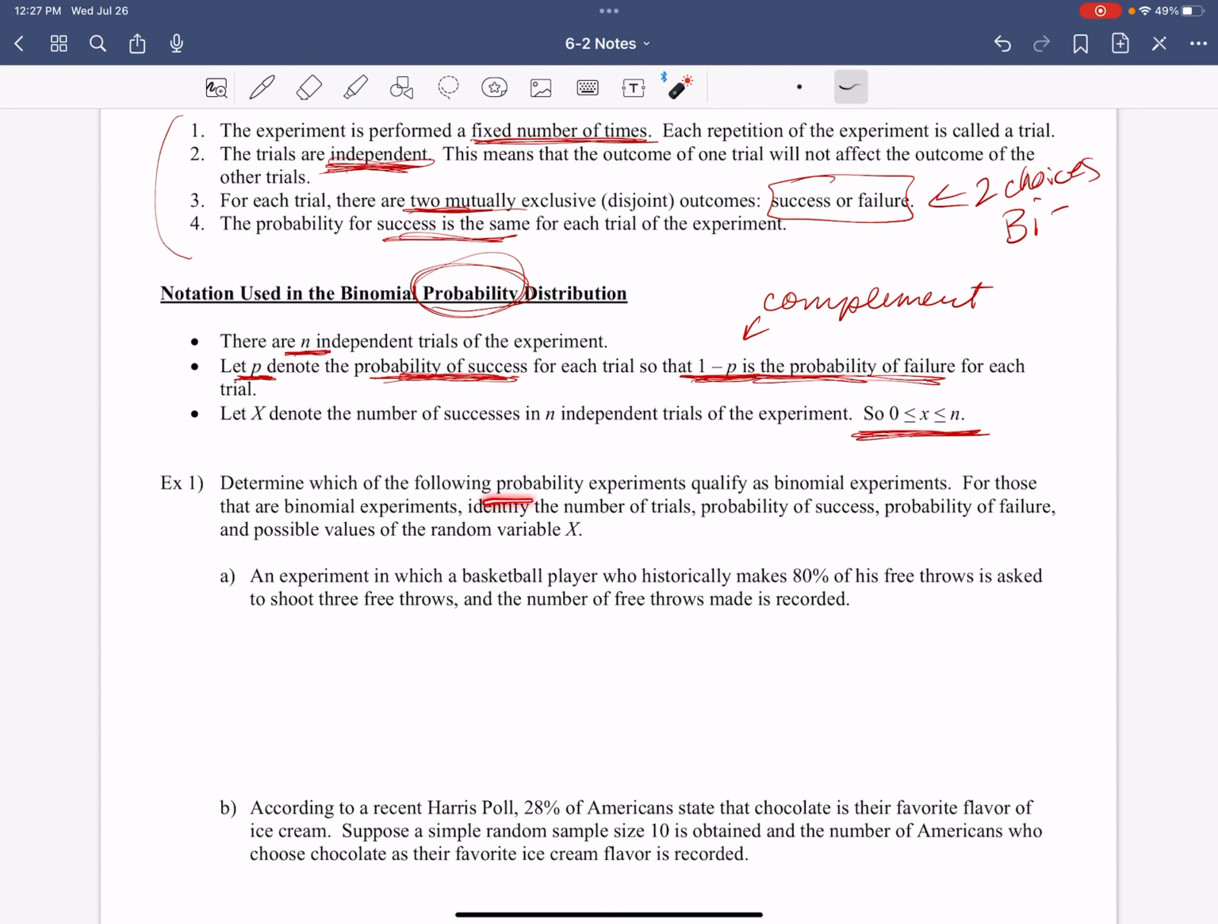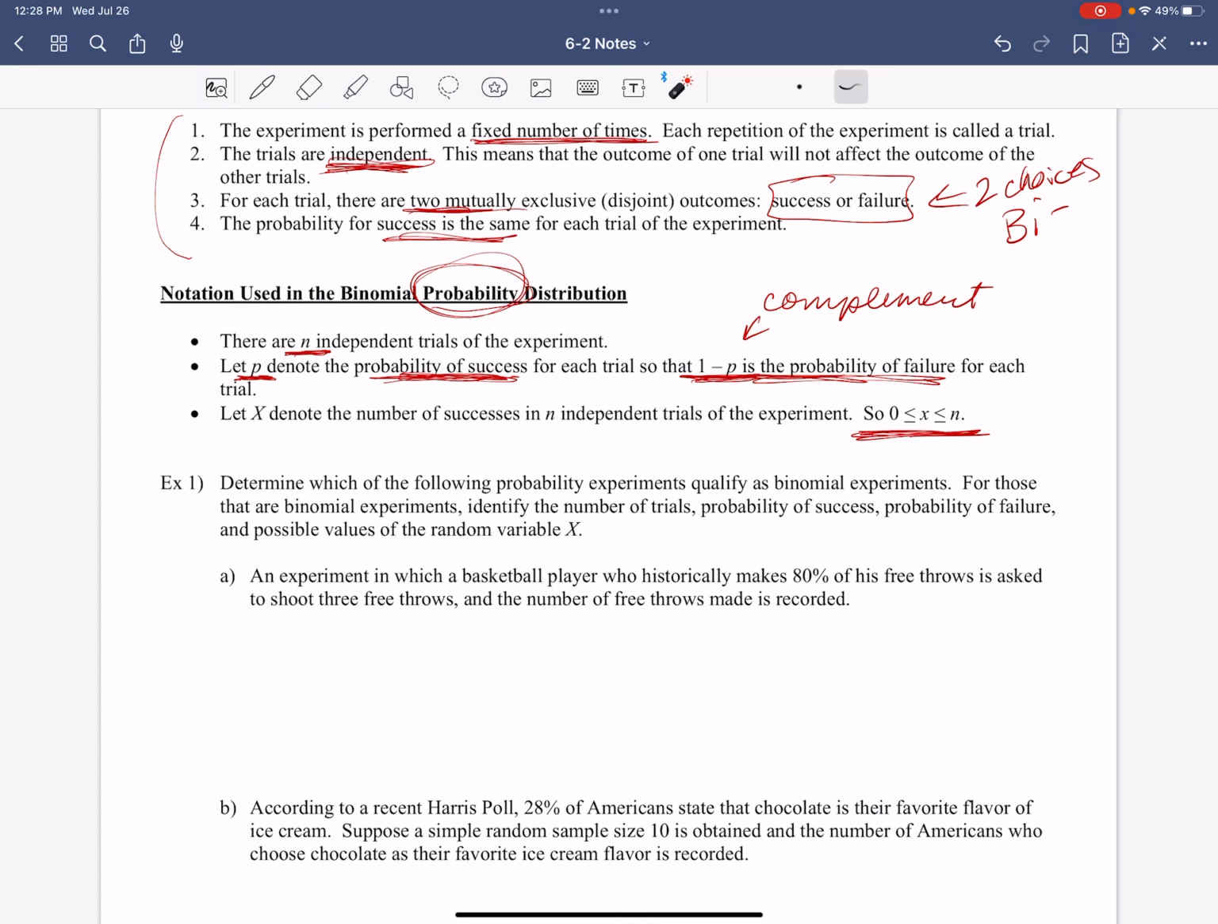We want to determine if the following probability experiments qualify as a binomial experiment, because if it does, all this rings true. For those that are binomial experiments, identify the number of trials, probability of success, probability of failure, and possible random variables X. Okay, so step 1: we want to see, is this a binomial experiment? And that's what we have going for us here.